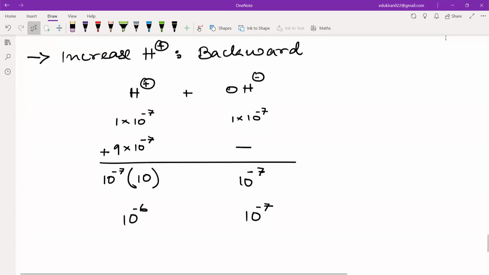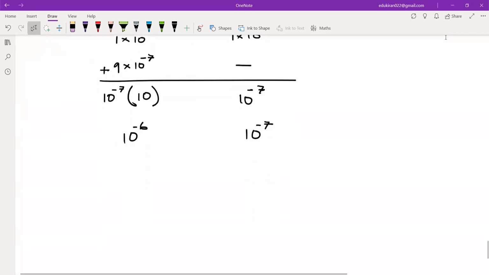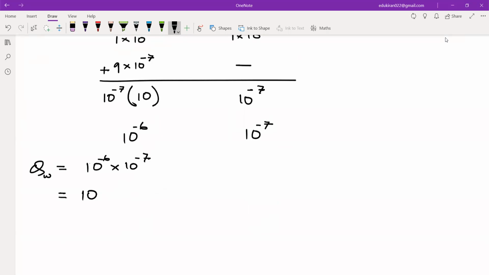Okay, fine. Now at this point of time, I have added something. That means I will calculate the Q, the reaction quotient. Let us say that this is QW. I am calculating the dissociation constant of a particular reaction that is happening. So if I calculate, this will be 10 to the power of minus 6 into 10 to the power of minus 7, which will be equal to 10 to the power of minus 13. Yes or no? 6 plus 7.